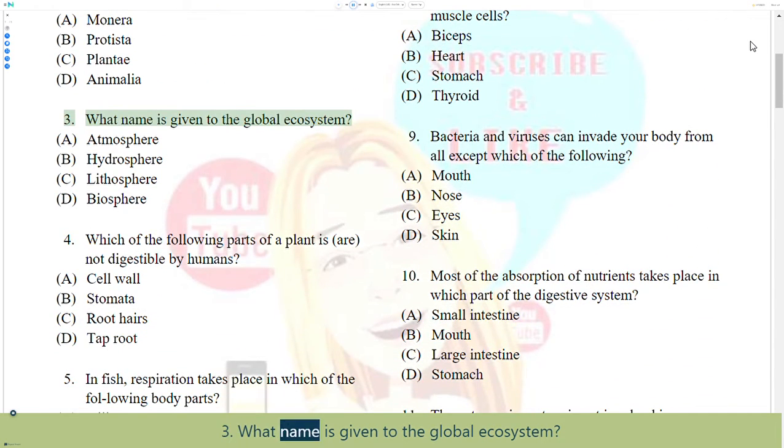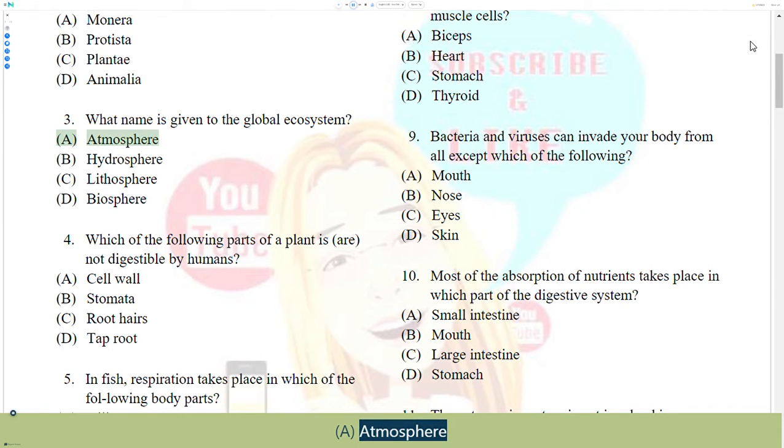3. What name is given to the global ecosystem? A. Atmosphere. B. Hydrosphere. C. Lithosphere. D. Biosphere.